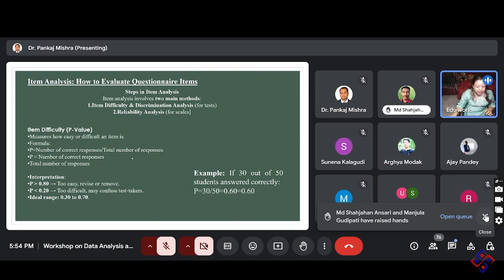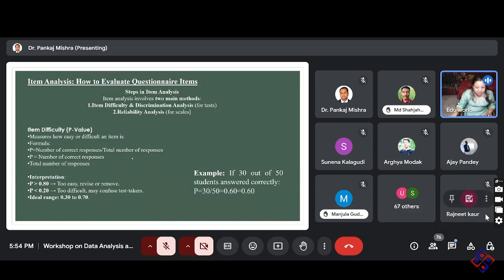If 30 out of 50 students have answered correctly, then 30 divided by 50, and whatever value you are getting, that is the item difficulty. Understood?